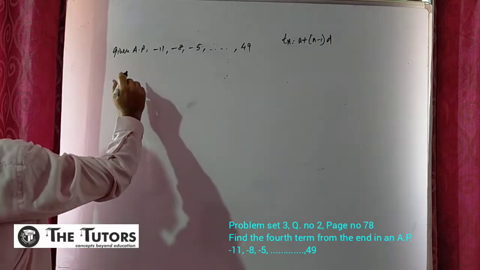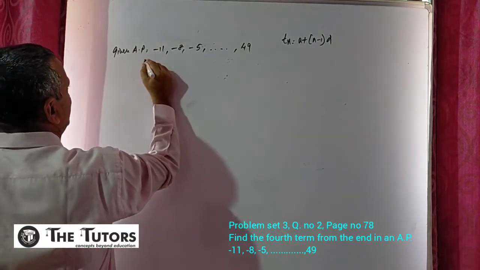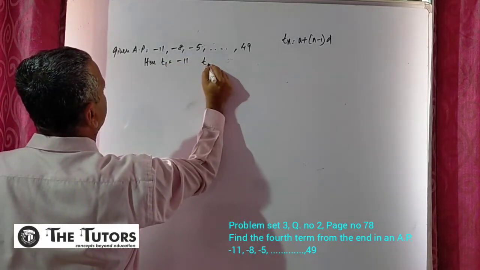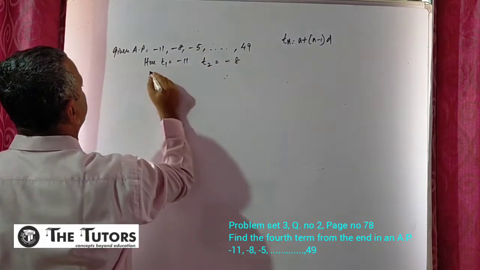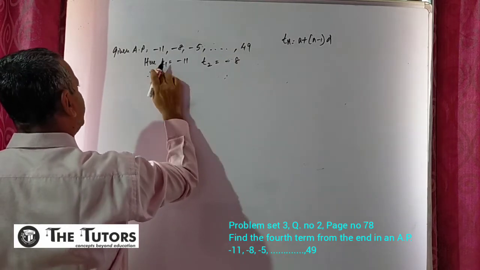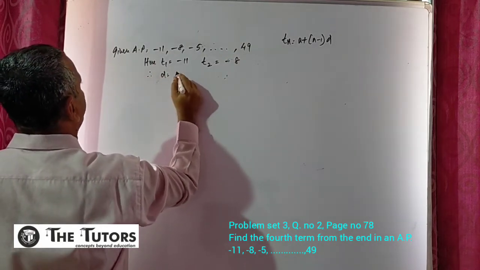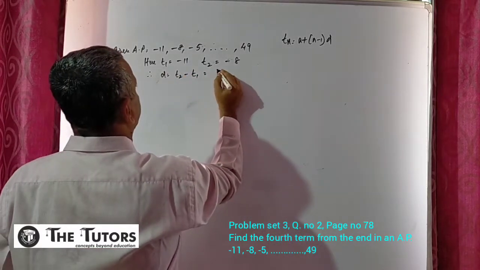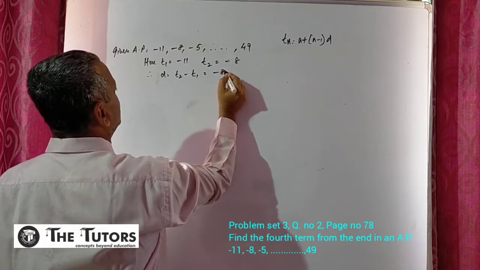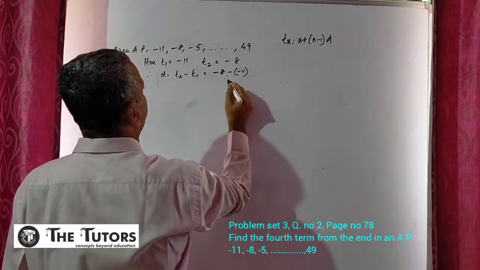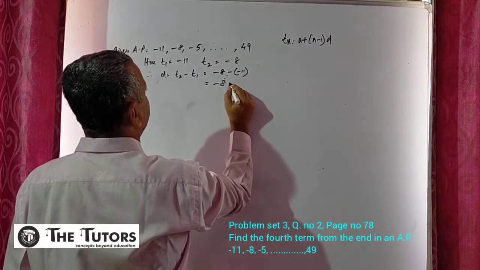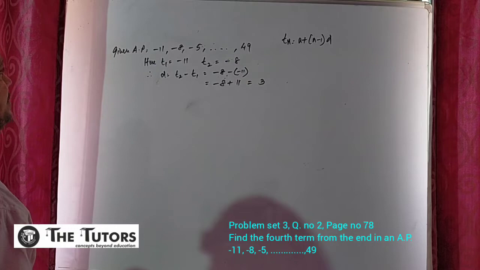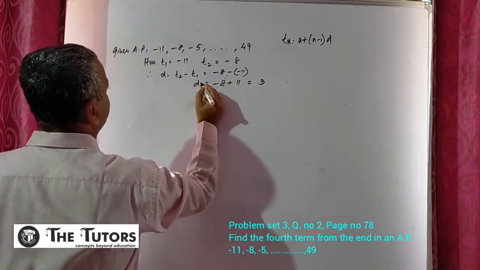What we'll do, we'll try to find out the common difference. Here T1 is equal to minus 11, T2 is equal to minus 8. Therefore common difference D is equal to T2 minus T1. This is equal to minus 8 minus (minus 11). This will be minus 8 plus 11. This will give you as 3. So the common difference is 3. D is equal to 3.